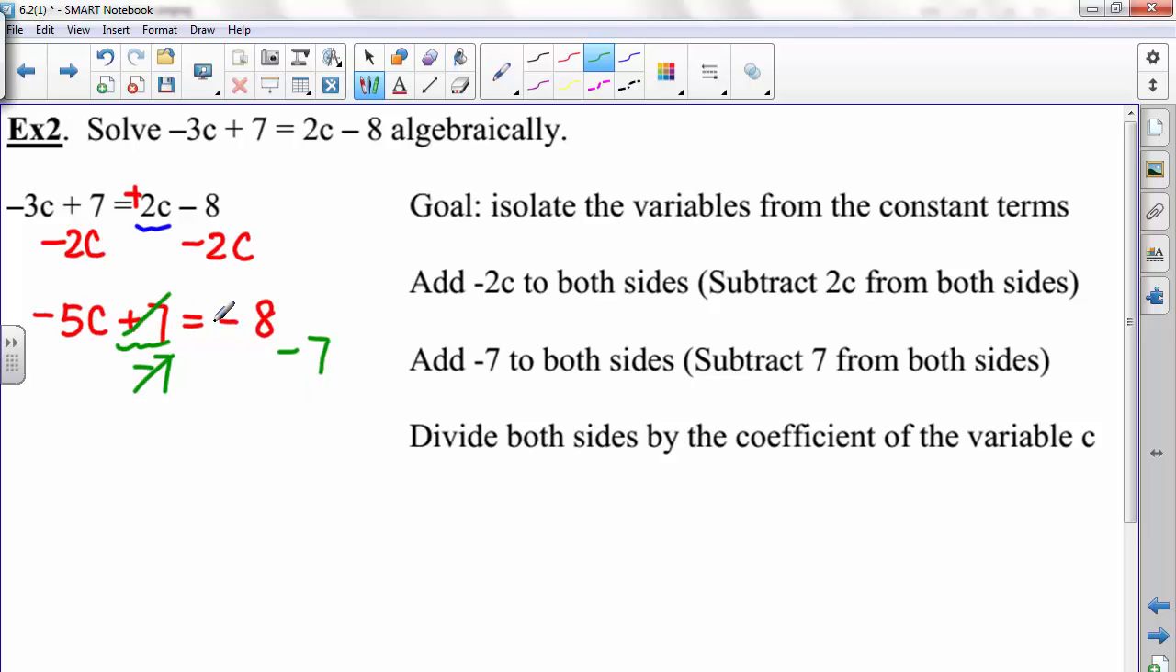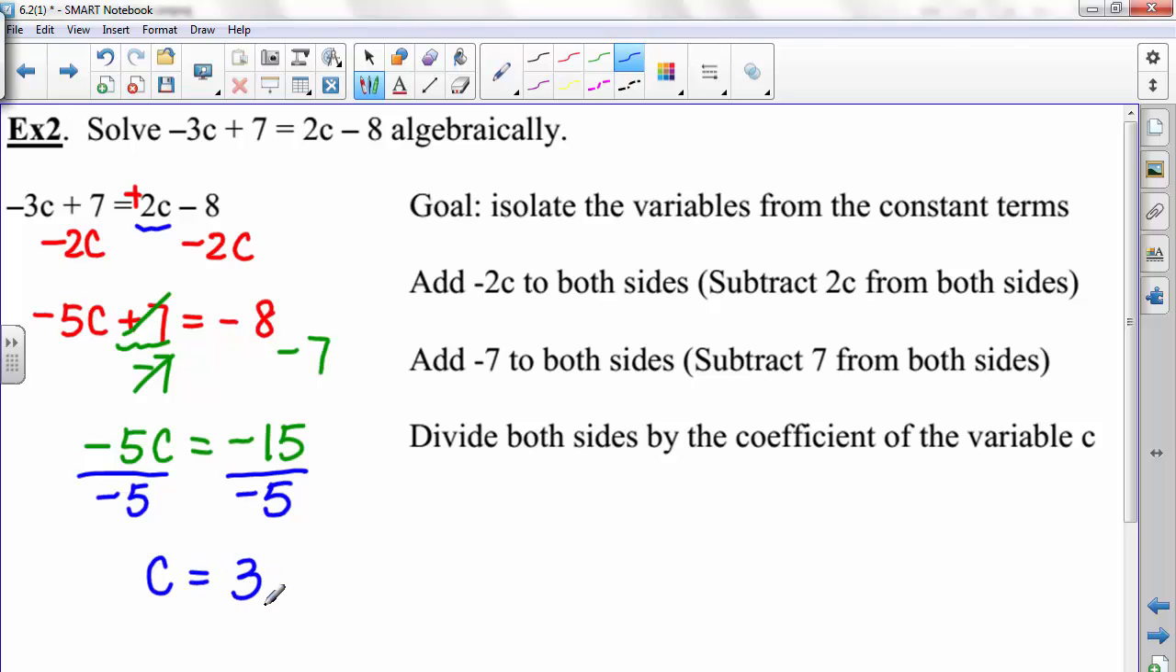So I subtract 7 from both sides. Positive 7, negative 7, they got cancelled out. So I only have negative 5c equals negative 8 minus 7. This one is negative 15. Then I divide both sides by the coefficient of the variable c. Negative 5 times c. The inverse operation is dividing both sides by negative 5. So 1c equals positive 3.